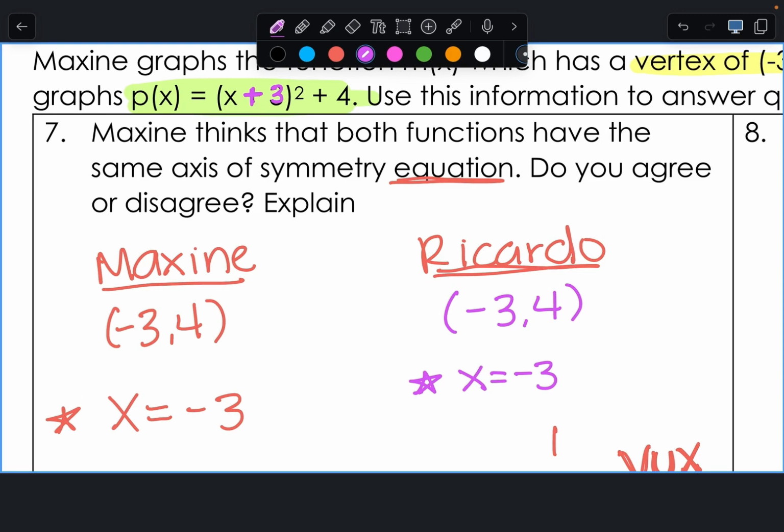So once again, let's go back to the question. Maxine thinks that both functions have the same axis of symmetry equation. Do we agree or disagree? We agree. Okay. You use the vertex to find the axis of symmetry equation.